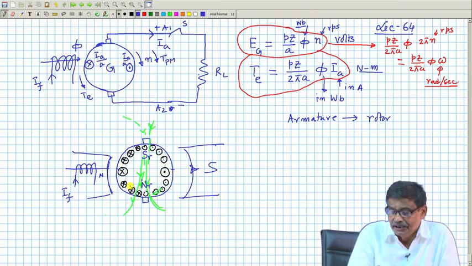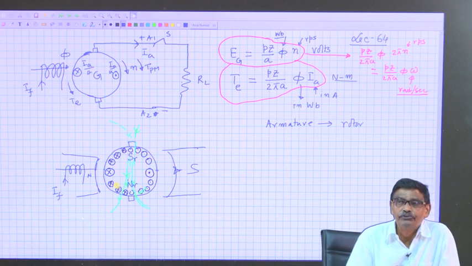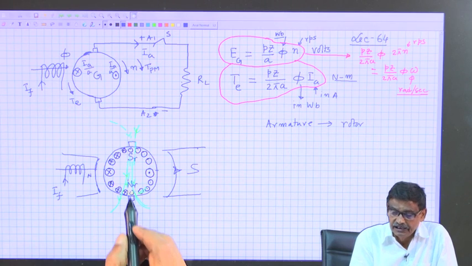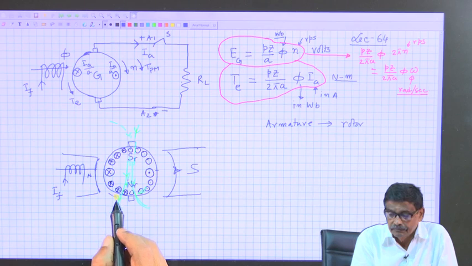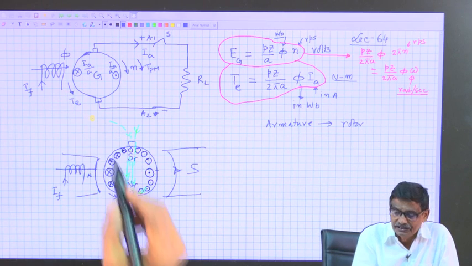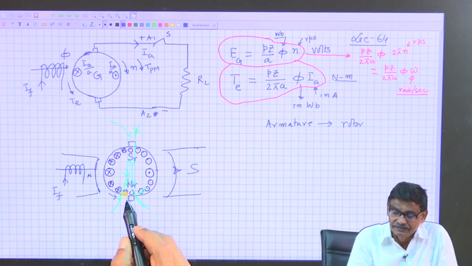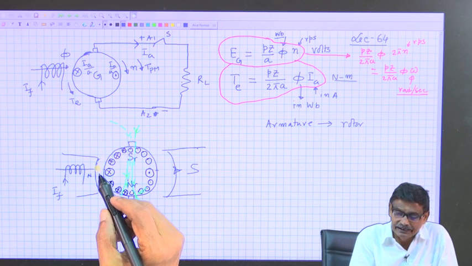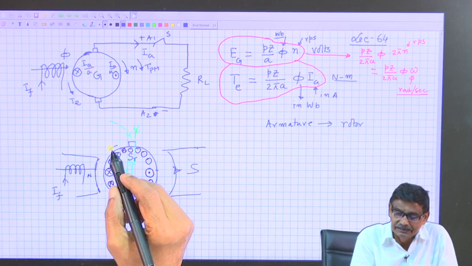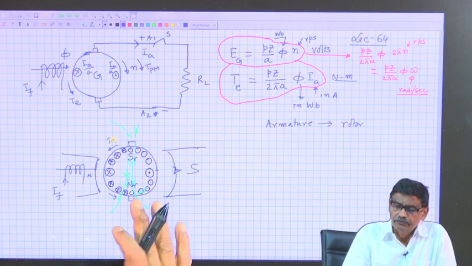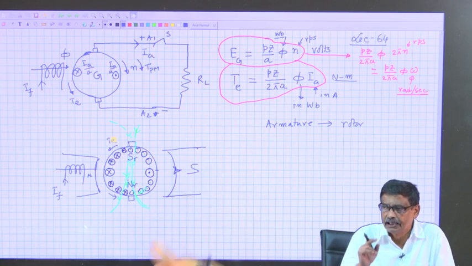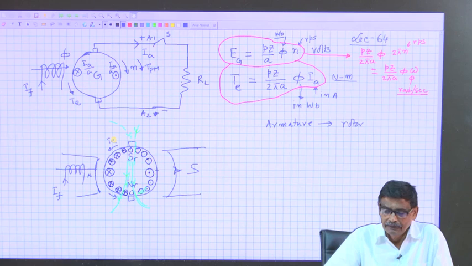And you see, the interaction of these two poles produces electromagnetic torque. This north pole will be repelled by the stator north pole. That is what the electromagnetic torque is in this direction. This south pole will be attracted by the stator south pole. So this is the direction of electromagnetic force. It is for a 2 pole machine. For 4 pole, the same thing will happen, NR SR, NR SR. Therefore, those things are valid.